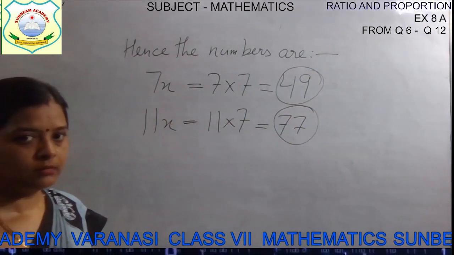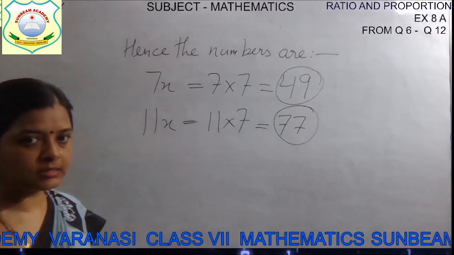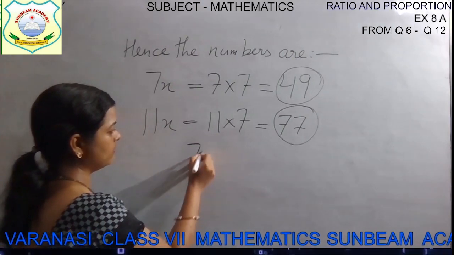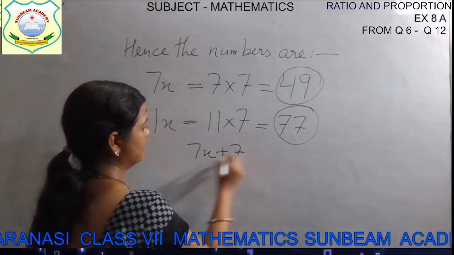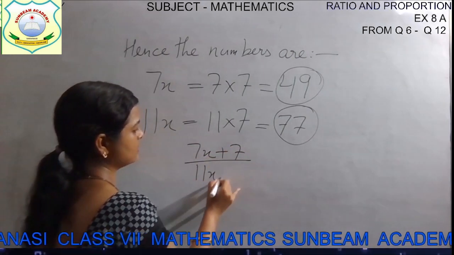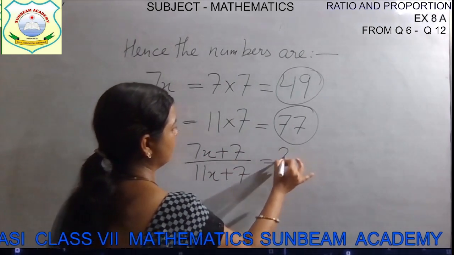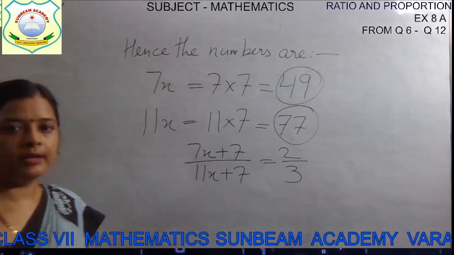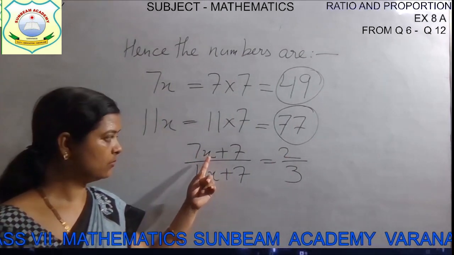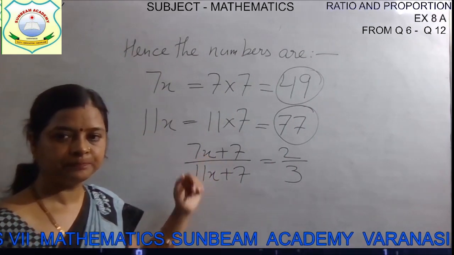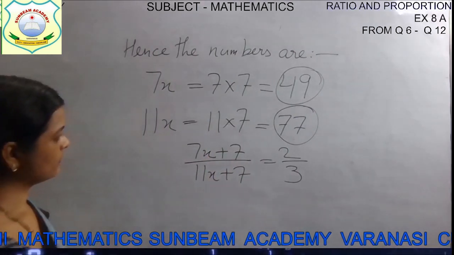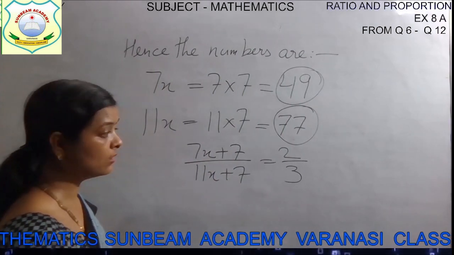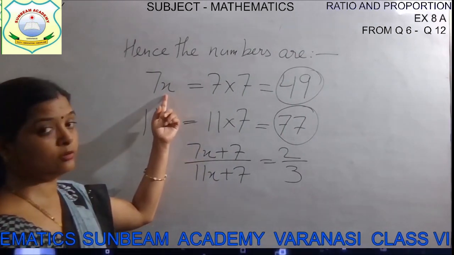Okay. We want to check whether our answer is correct or not. See the question. The question was, when 7x is added with 7 and 11x is also added with 7, we will get 2/3. Children, what will we do? We will put the value of x here now. You found the value of x as 7.